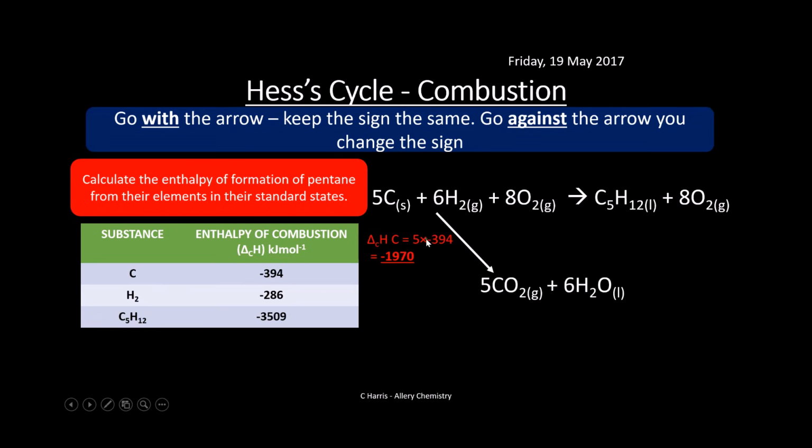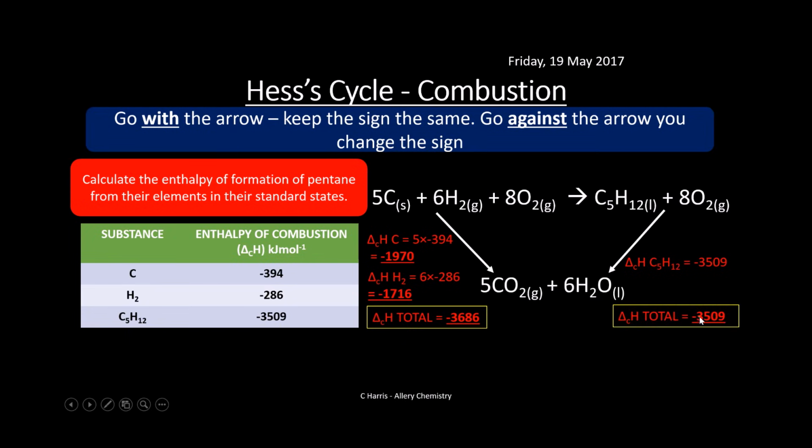We've got 5 carbons, so it's 5 times minus 394, and that's going to give us minus 1970. We have to do combustion of hydrogen as well. We've got 6 of them. 6 times minus 286 is minus 1716. And so the total enthalpy of combustion on the left is minus 3686. On the right hand side, we're going to do combustion again. We can just ignore the oxygen bit because they cancel out left and right. We've only got one here, which is just pentane. Because we've only got 1 mole of that, it's just going to be minus 3509. So the enthalpy change of combustion on this side is minus 3509.